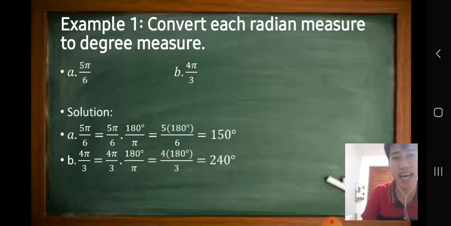Another is 4 pi over 3. So 4 pi over 3 times 180 degrees divided by pi. Cancel the pi, so the answer is 4 times 180 degrees over 3, which is equal to 240 degrees. So 4 pi over 3 is equal to 240 degrees. Again, if we want to convert radian to degree, we multiply by 180 degrees over pi.